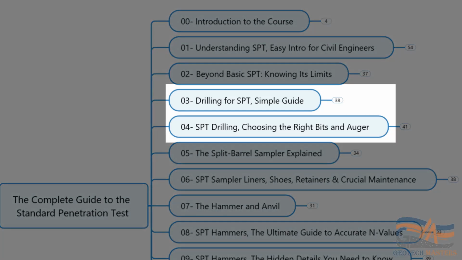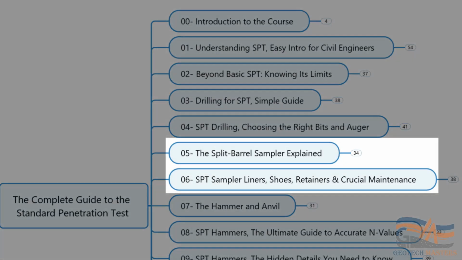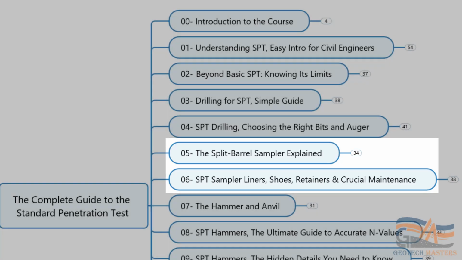In episodes 3 and 4, we covered the crucial groundwork, preparing the borehole and choosing the right drill bits and augers, ensuring we start the test on undisturbed soil. In the heart of the series, episodes 5 and 6, we dissected the core instrument itself, the split barrel sampler. We examined everything from its standard dimensions to the critical role of liners, shoes, and retainers in sample recovery.